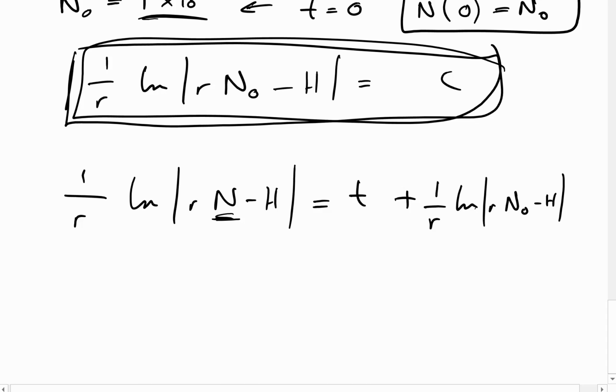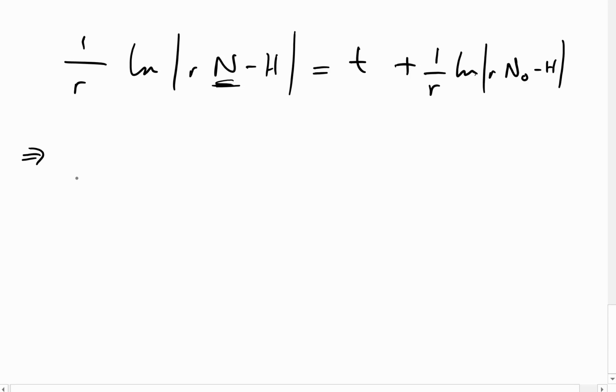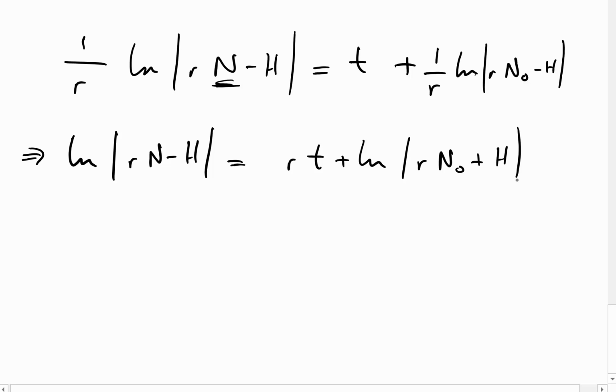The first thing I want to do is multiply through by r. I end up with ln of rn minus h equals rt, plus r over r, which reduces down to 1, times ln of rn naught minus h. So if the natural logarithm of rn minus h is equal to that, then rn minus h is going to be equal to e to the power of this, so e to the rt plus natural logarithm of rn naught minus h.